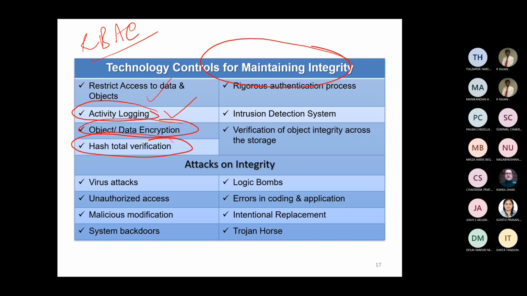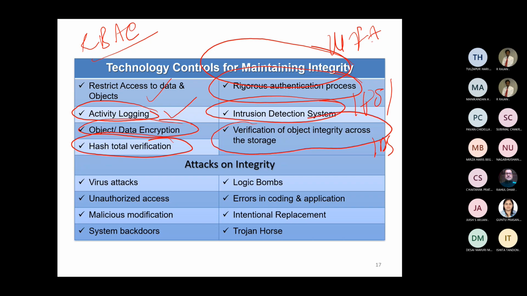So that's another mechanism. You can have a rigorous authentication process, as I told you, multiple levels of MFA, multi-factor authentication. You can also have an intrusion detection system or intrusion prevention system, IPS or IDS. That's another technology control. Verification of object integrity across the storage. Today technology has evolved where, wherever you have stored the data across the life cycle, there are integrity verifiers available which can tell you whether something has changed between yesterday and today. So that's another technology mechanism.